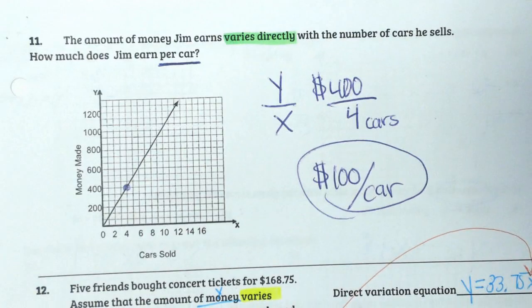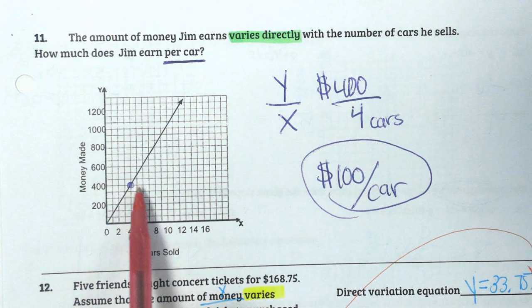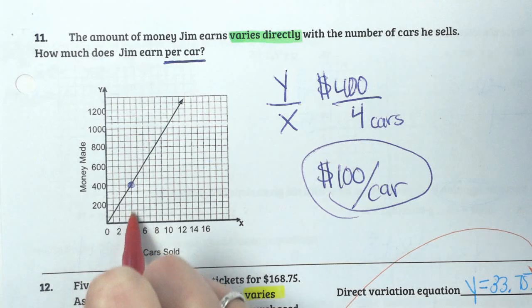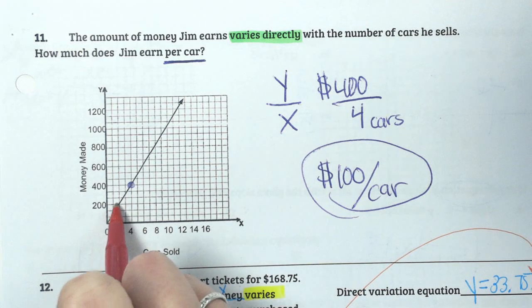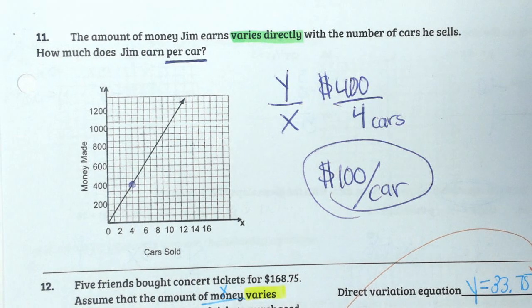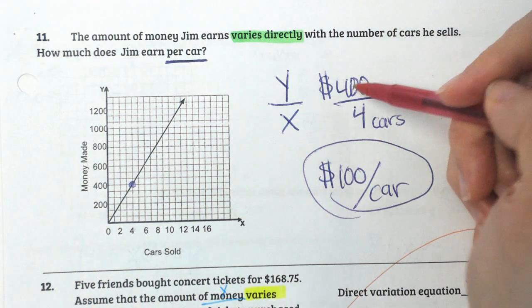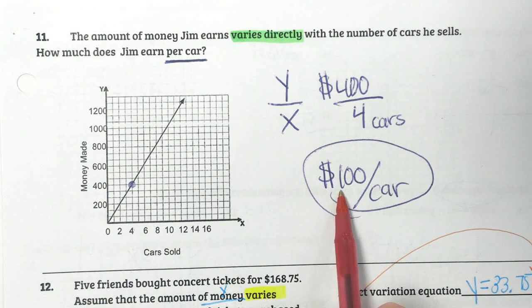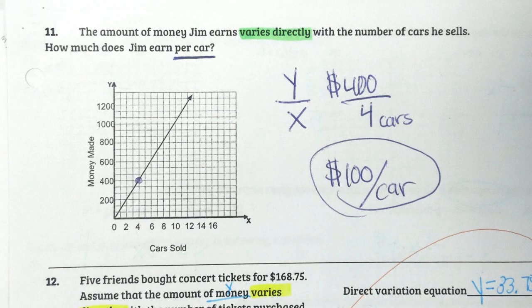Remember, you don't need to do multiple points because varies directly means it's proportional. That means all of my y over x will all be equal no matter what point I pick. So I just picked a point I could clearly read, and it was 400 over 4. You might have picked 200 over 2. You might have picked 600 over 6, okay? Whatever your point is, you mark it, tell me what your numbers are, and when you simplify, make sure you label. So don't just have 100. It should be $100 per car.